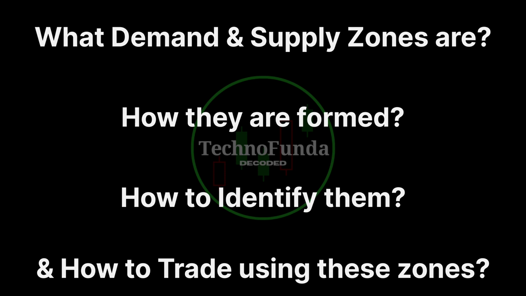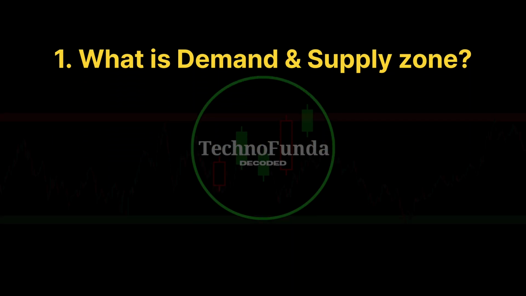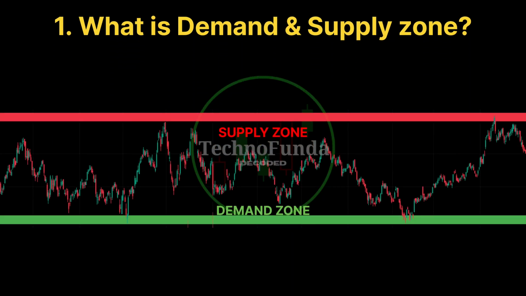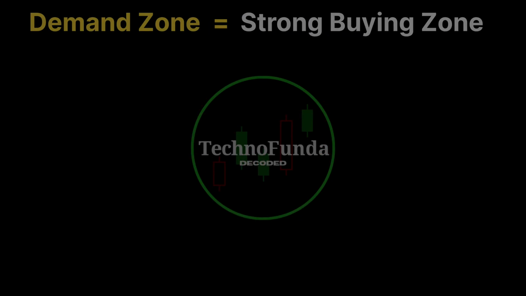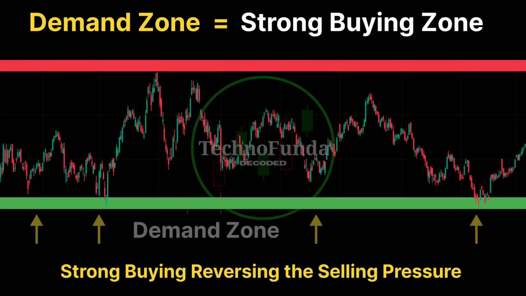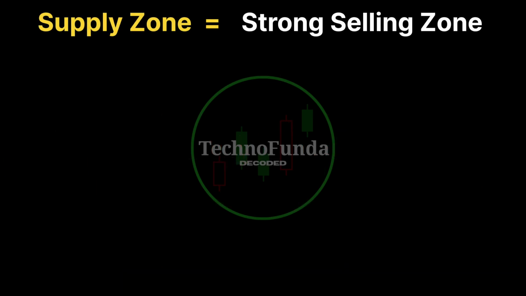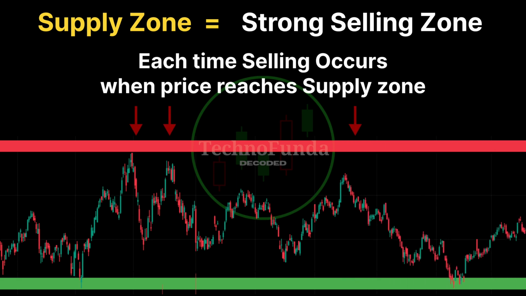First, what are demand and supply zones? Demand and supply zones are specific price areas on a chart where buying or selling pressure has been strong enough to reverse the price direction. A demand zone is a price area where buying interest is strong enough to overcome selling pressure. It's where buyers step in aggressively, pushing the price up. A supply zone is a price area where selling pressure overpowers buying interest. It's where sellers dominate, pushing the price down. These zones act like magnets for price action and are often used to predict reversal or continuation moves.